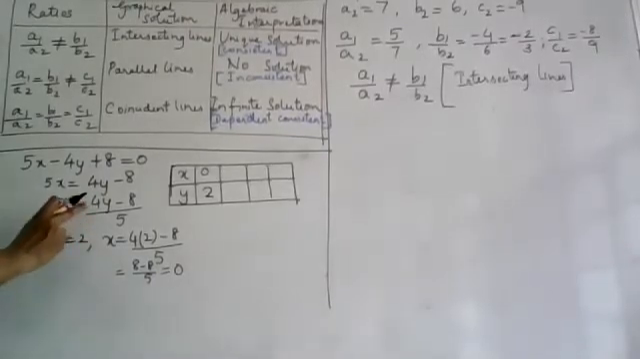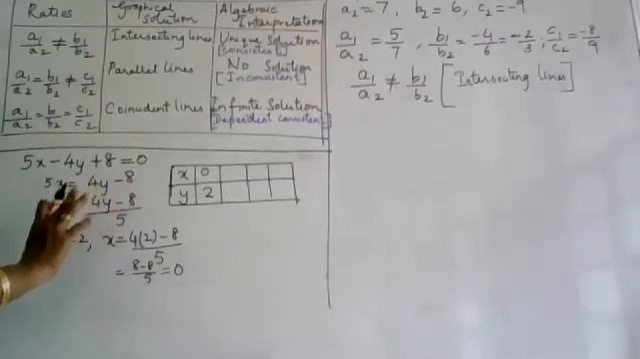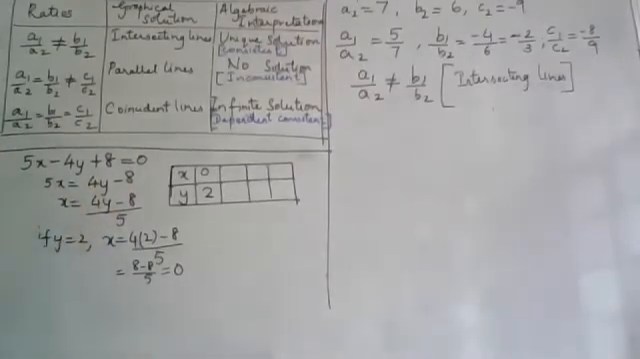Now we'll think of 3. It will become 12 minus 8, which will be 4 by 5, again a fraction. Think about 4. 4 fours are 16.